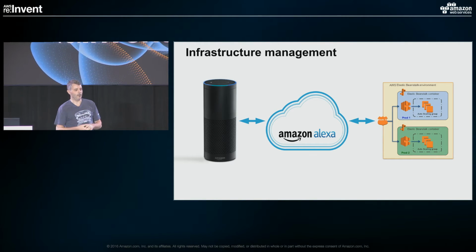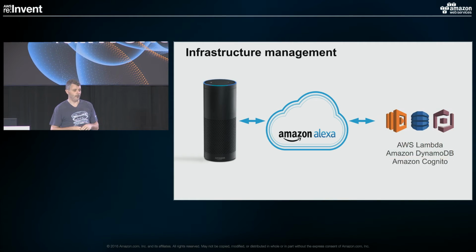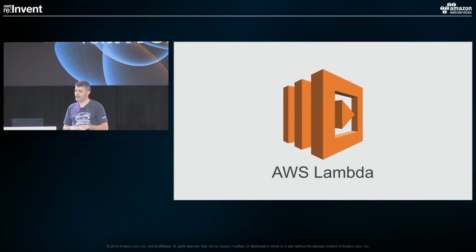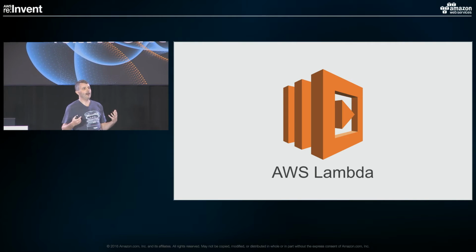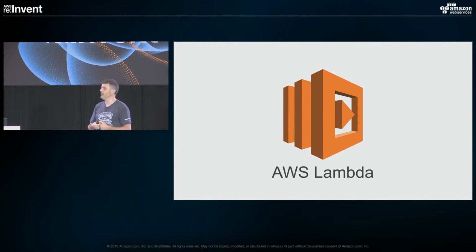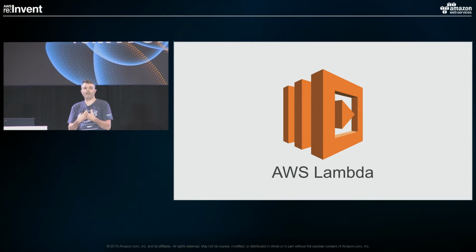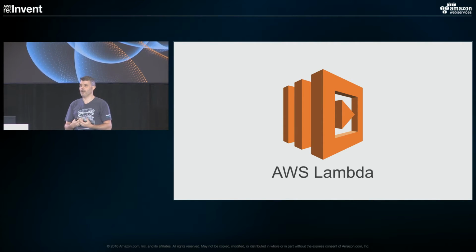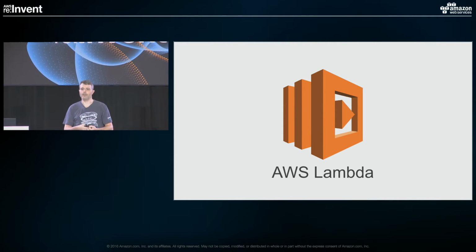So the alternative I'm using today is to go serverless. No Linux, no virtual machines, no Windows. I'm using Lambda, DynamoDB, and Cognito. Lambda, as you probably know already, is a service that was introduced two years ago here at re:Invent. It's a service where I, as a developer, can upload my code, and AWS takes care of all the rest. So AWS will execute that code for me.